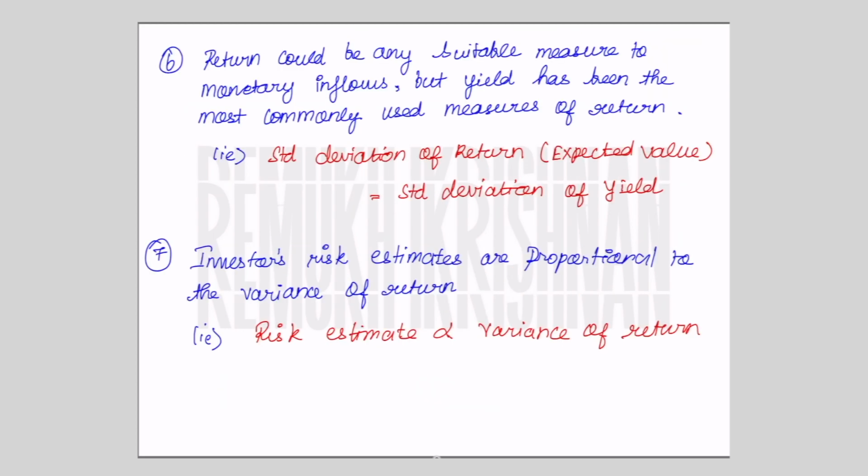Moving forward, the sixth point states that return could be any suitable measure of monetary inflows, but yield has been the most commonly used measure of return. That is, as we discussed earlier, we should consider the expected value, the expected return, not the return itself. And moving to the last point, which talks about investors' risk estimates being proportional to the variance of return. That is, variance of return is nothing but the risk. I have an expected return. I expect a return of 10%. But at the end, I'm getting only 8% return. So now the variance, the difference, is 2%. That is the risk.